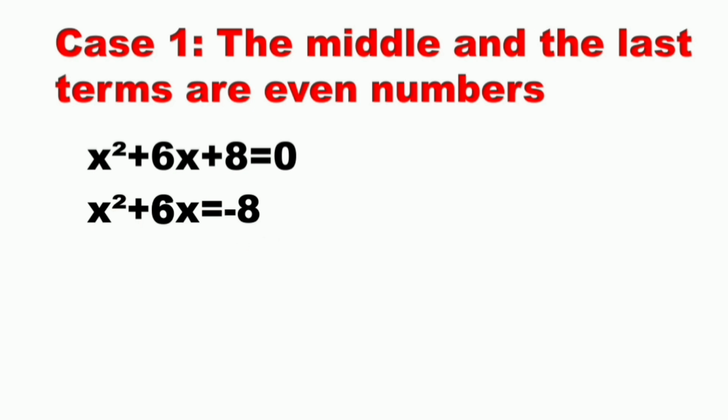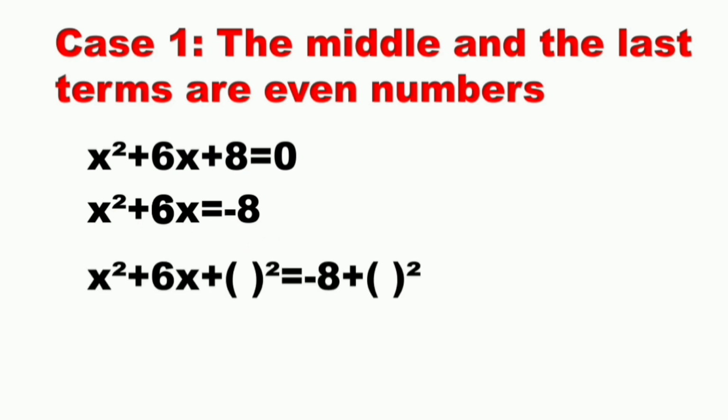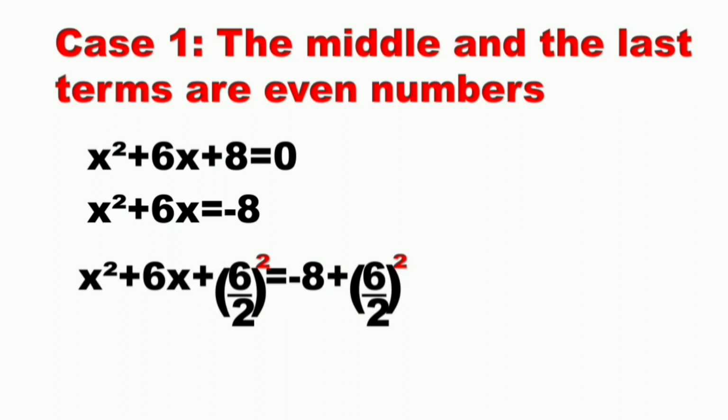Then we are going to add a number that will make the left side of the equation a perfect square trinomial. That number is from the middle term 6 divided by 2 and then squared. So 6 over 2 squared, added to both sides of the equation, the left side and the right side, to maintain the equality. Then 6 divided by 2 is 3.